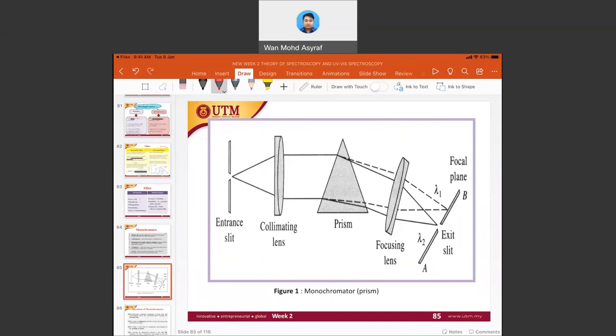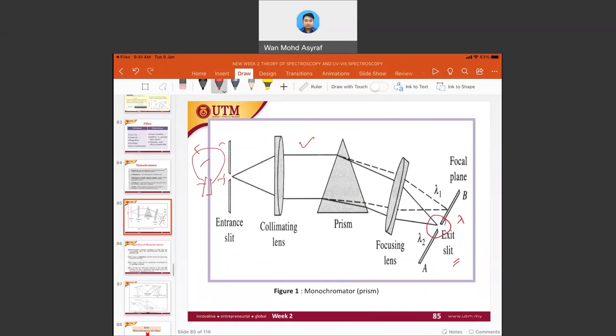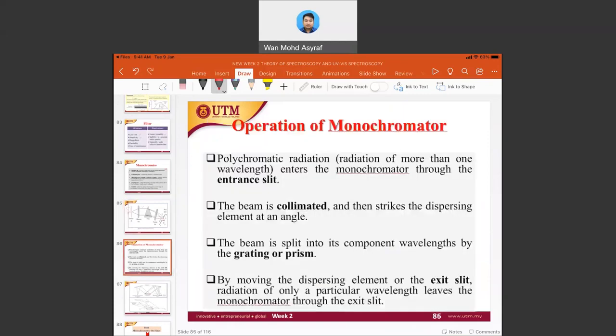Okay, so this is the entrance slit from your sources. It goes in here, and then we have a collimating lens, and then a prism, and then a focusing lens. So whatever goes out through your exit slit is the wavelength that you have selected. Okay, right. So the operation of a monochromator is that polychromatic radiation of more than one wavelength enters the monochromator through the entrance slit.